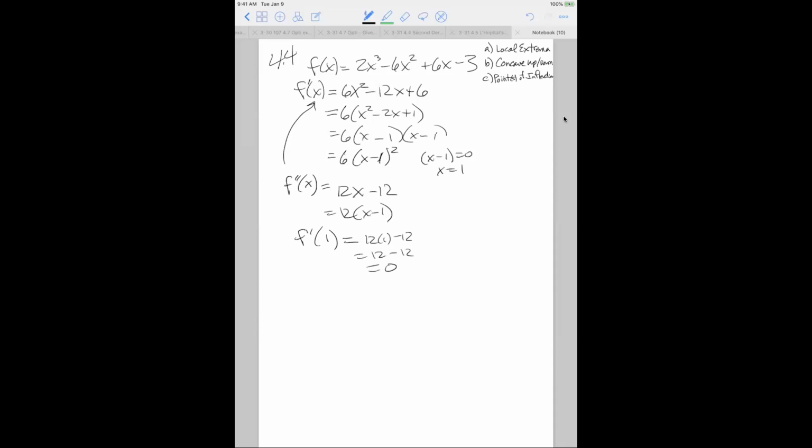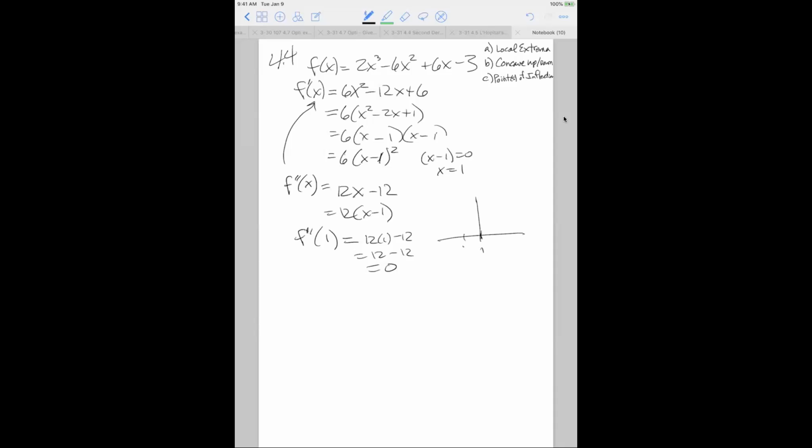Now the second derivative test says that if I plug in the critical value and I get a positive outcome, then that indicates concave up. And if I plug in the critical value and get a negative value, that's concave down. Well, I get 0. That's indicating that that is a possible point of inflection. So the whole thing we've got to do is check to the right and to the left of the critical point, which is 1. Check to the left and to the right.